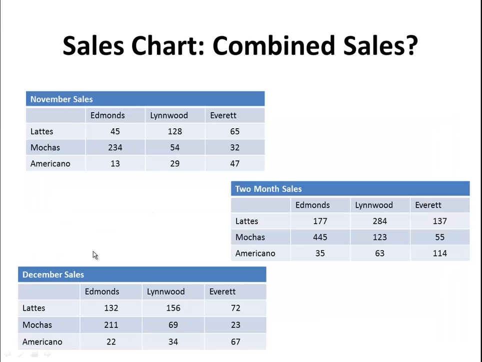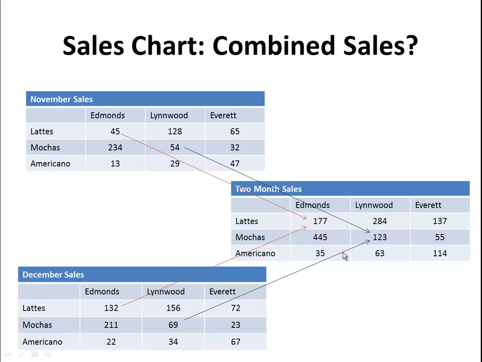Hopefully when you're doing this, you have the sales for November and the sales for December, and these are the 2-month combined sales. Basically, what did I do? For that very first column, the number of lattes at Edmunds, I took the number of lattes at Edmunds in November and the number of lattes at Edmunds in December, added those together and put them in the spot that says Edmunds lattes. Notice that each spot in these charts represents a particular thing. The first row, first column represents Edmunds sales of lattes for the 2-month period. So each position has a meaning.